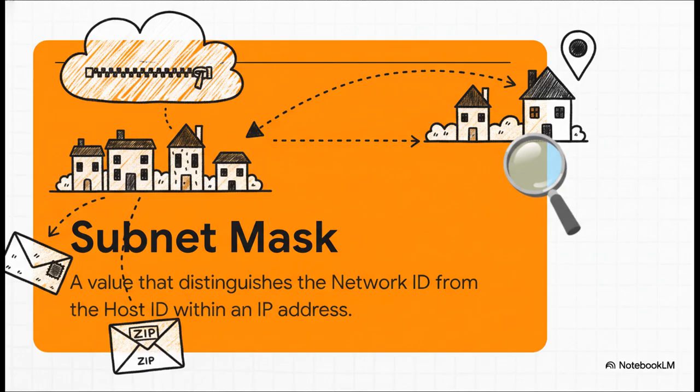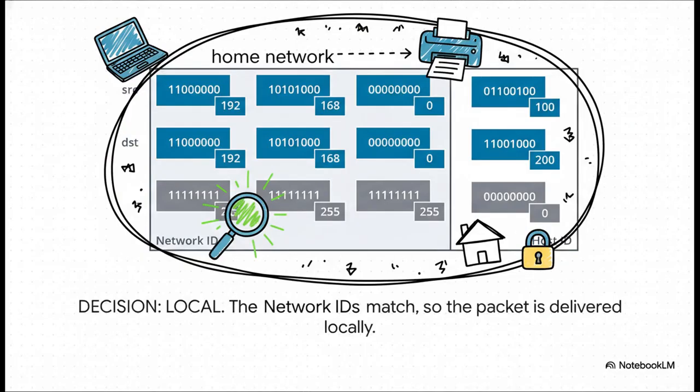It's a special number that works like a filter or a decoder ring. It lets your device look at any IP address and instantly figure out which part is the network ID, kind of like the zip code, and which part is the host ID, the specific house number on the street. All right, let's say your laptop wants to send a document to your printer.